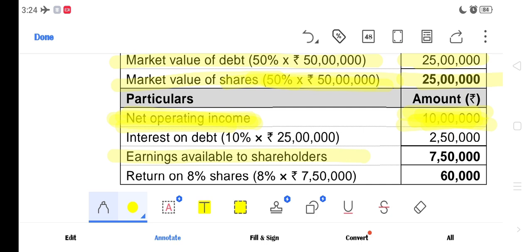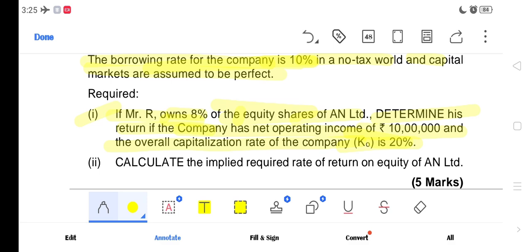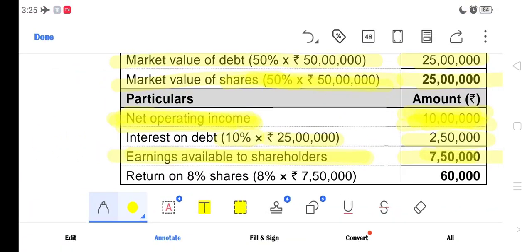But what is the interest, ma'am? 25 lakh of debt is there, no? Into 10% we get 2,50,000 as interest. So 10 lakh minus 2,50,000, which is the earnings available to equity shareholders, is 7,50,000. Now what is he asking? R owns 8% of equity shares. So what is his return he is asking, simply. If he holds 8% of shares, what is the earnings available to shareholders, guys? Simply, earnings available to shareholders is nothing but their returns, right?